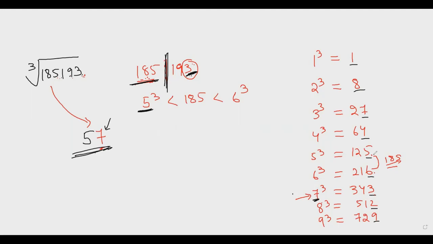Now look at 185: it lies between which cubes? 185 lies between 5 cube and 6 cube. Then we have to take the smaller one, 5. So 5 is the first digit, and 57 is the answer. Okay, now let's find out another one using the same method.